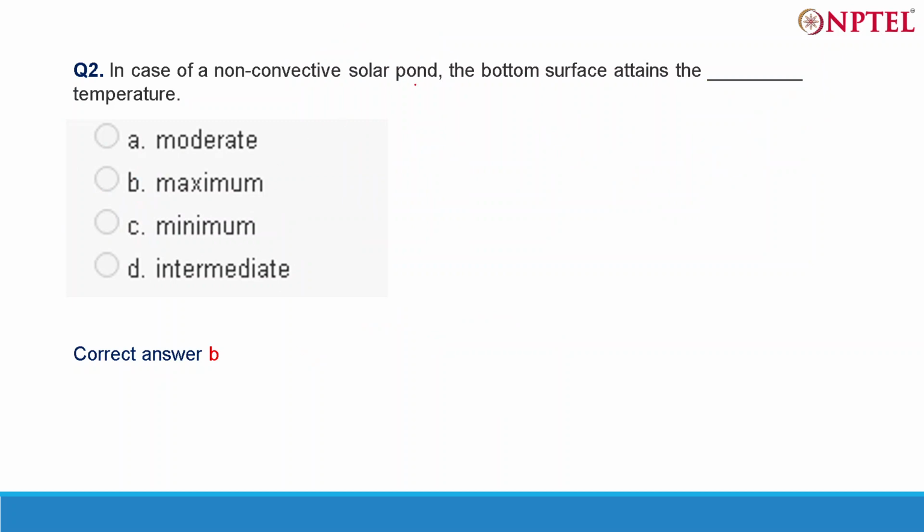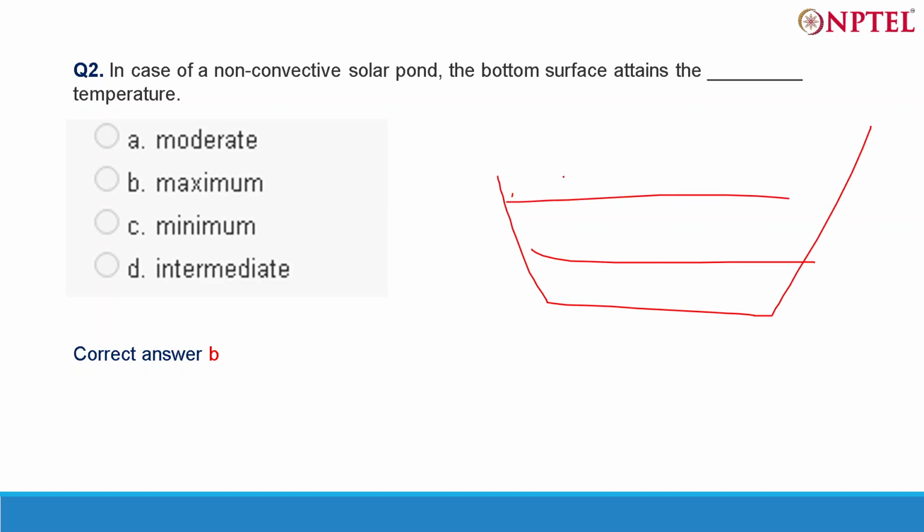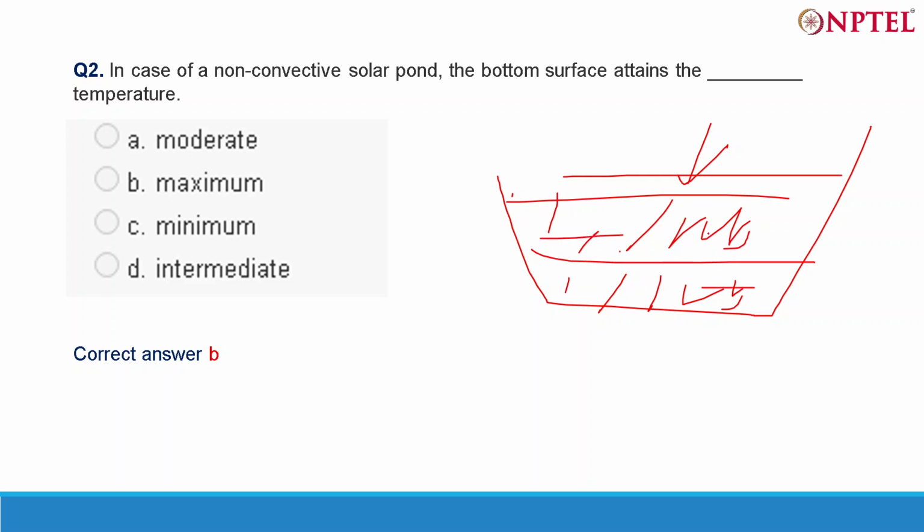In case of a non-convective solar pond, the bottom surface attains the maximum temperature. Likewise, we discussed the solar pond. Basically, there is the reflective layer, then the insulating layer, and the bottom layer which has the maximum temperature. Because the insulating layer is above it, it protects the heat from going outside, so it attains the maximum temperature.